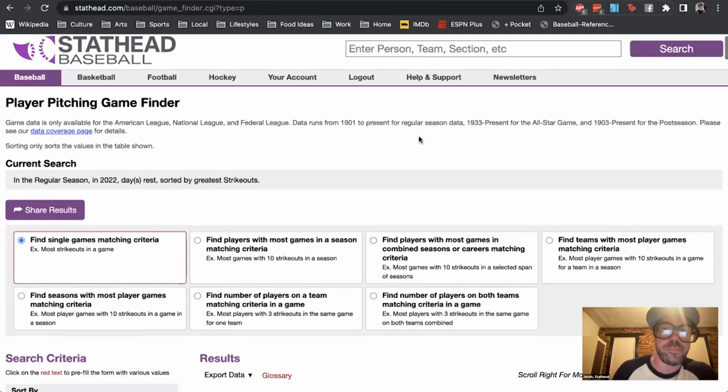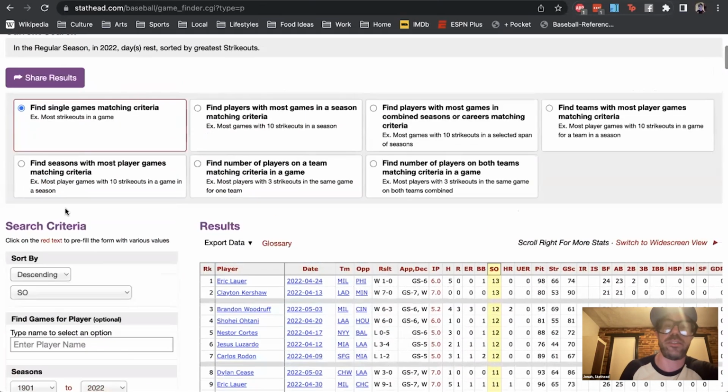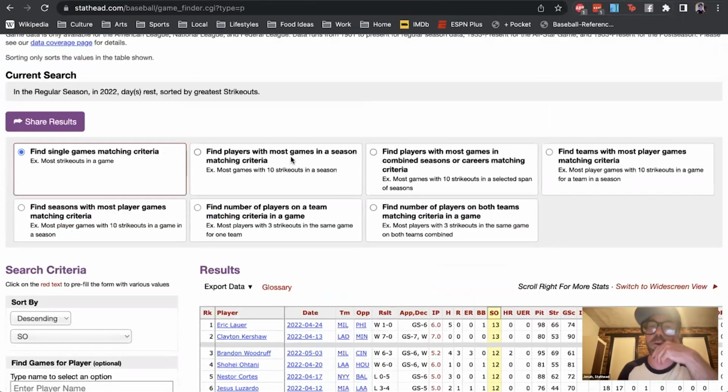So again, you see that same setup: results here, search criteria here, 7 different search types. In addition to what you see right now, which is just single games in order of the most strikeouts, you can get players who had the most games in a season matching criteria, the most games over a span of years matching their criteria. You can get team games, season games, all kinds of cool stuff.